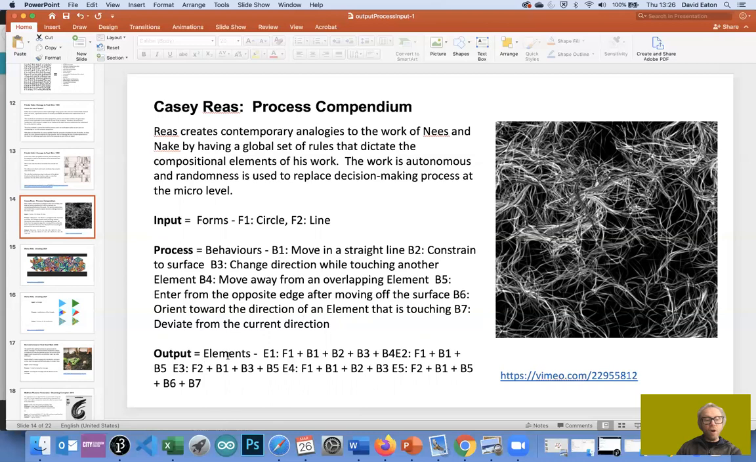And then there is an output of elements, i.e. the result of these, which again, he has a set of rules that you'll see if you watch the video of how that actually works. But really, he's very much taking on the ideas of Georg Nees and Frieder Nake, and playing around with global rules and then micro rules that dictate how it works.